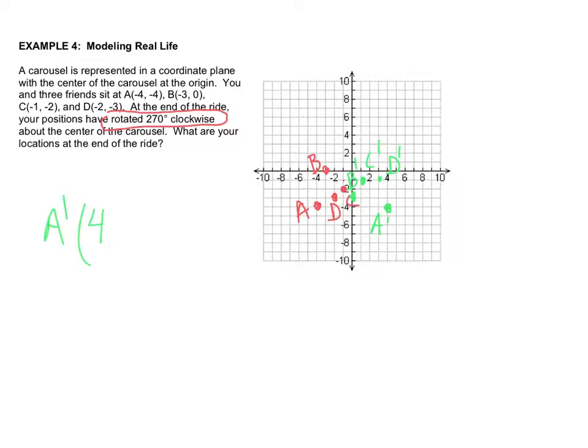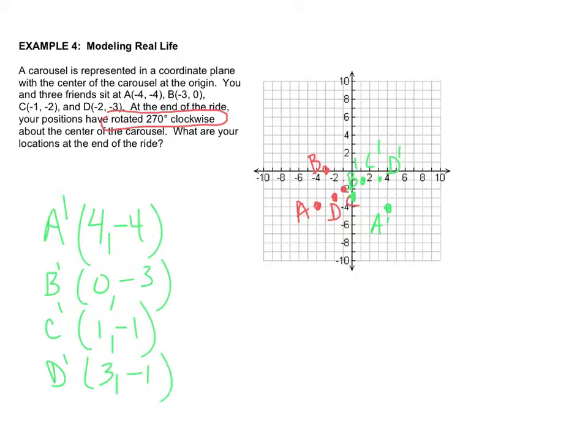A prime is at 4, -4. B prime is at 0, -3. C prime is at 1, -1, and D prime is at 3, -1.